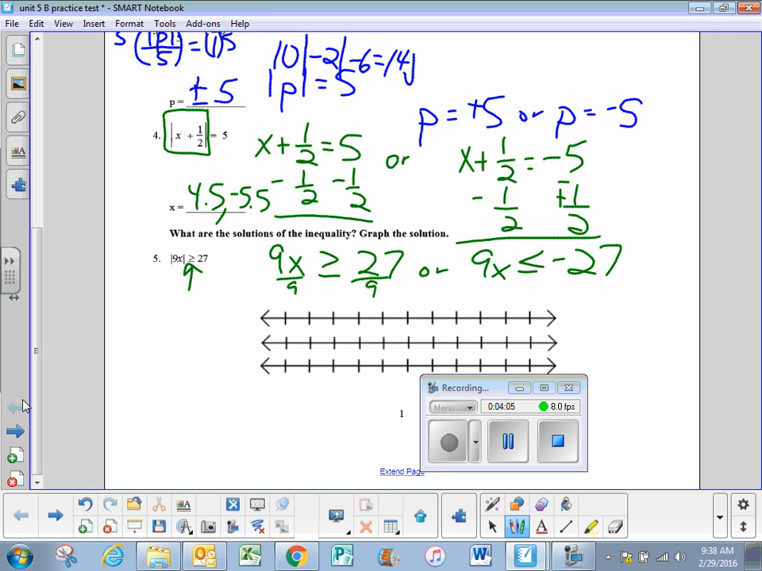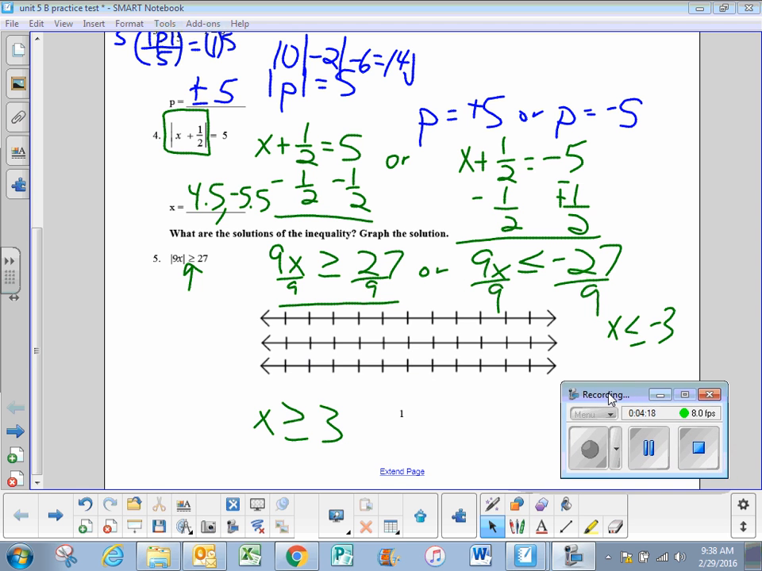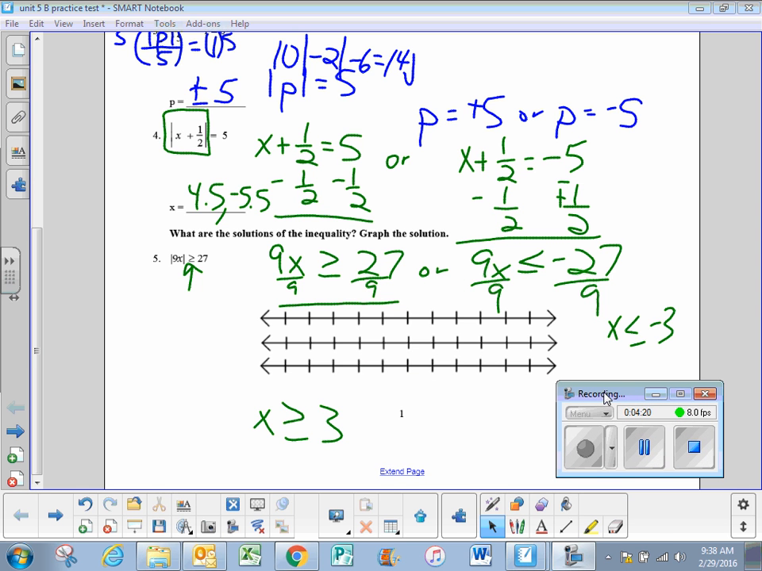Here we get x is greater than or equal to 3. And then over here, we divide by 9 and get x is less than or equal to -3, and it is an OR. So I'm going to go ahead and graph my first one.